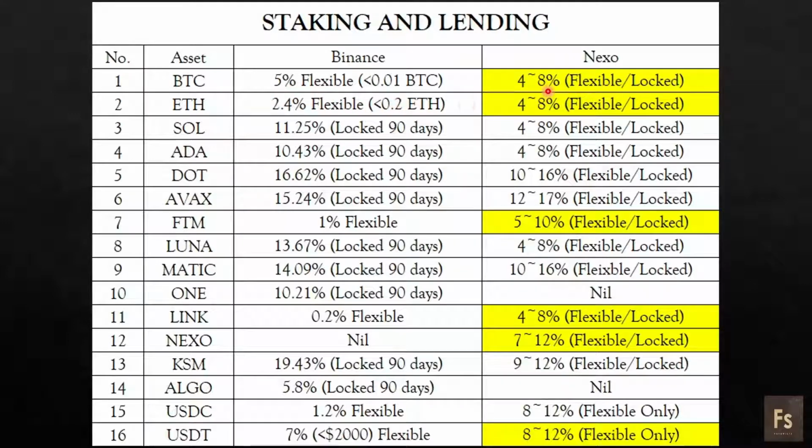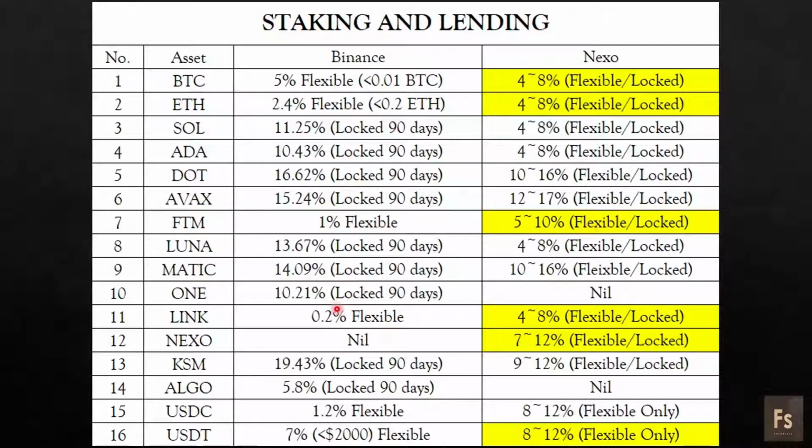But Nexo, no arguments there. 4% flat straight away, flexible. Deposit, withdraw anytime, and it goes up to 8% if you choose to lock it up. And you take a look at these highlighted assets right here, these are the ones that I'm currently holding in Nexo. The rest, I hold in Binance. So Phantom, 1% flexible, this is 5 to 10%.